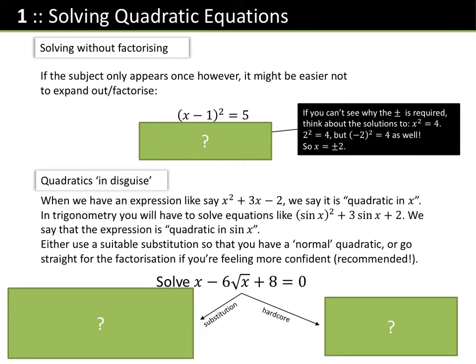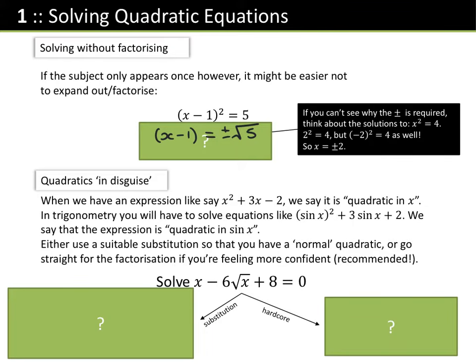So, if we are solving without factorising, a lot of people look at this, x minus 1 squared equals 5, and immediately people want to expand that bracket. There is no need to expand that bracket, okay? Because how do you get rid of a square? You square root it. So we're going to square root both sides. So we're going to get x minus 1 equals plus or minus the square root of 5.